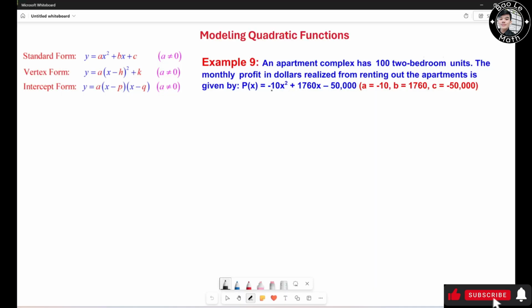The monthly profit in dollars realized from renting out the departments is given by P of S equals negative 10s squared plus 1760s minus $50,000. Alright, question. How many units must be rented out to maximize the profits?